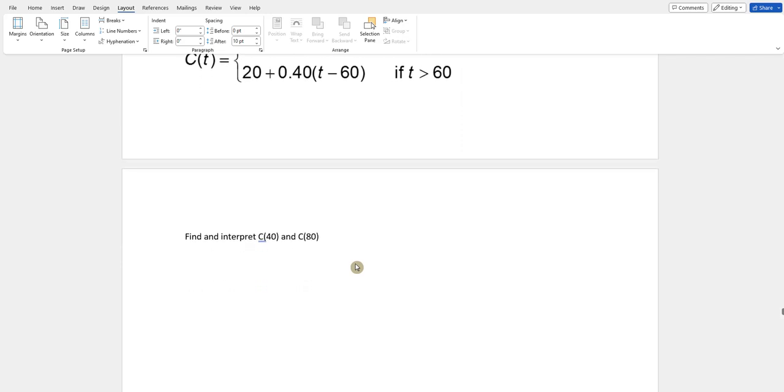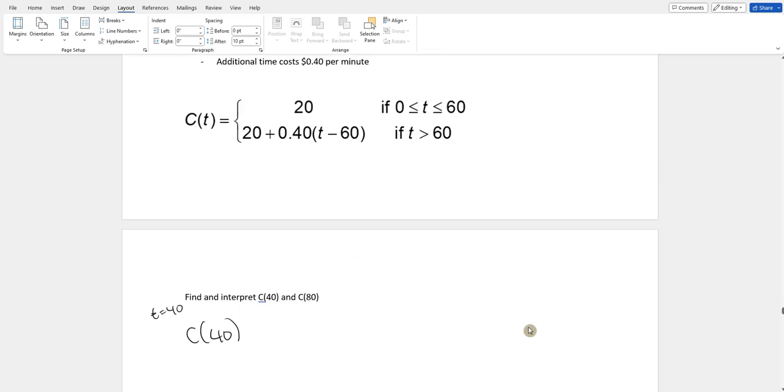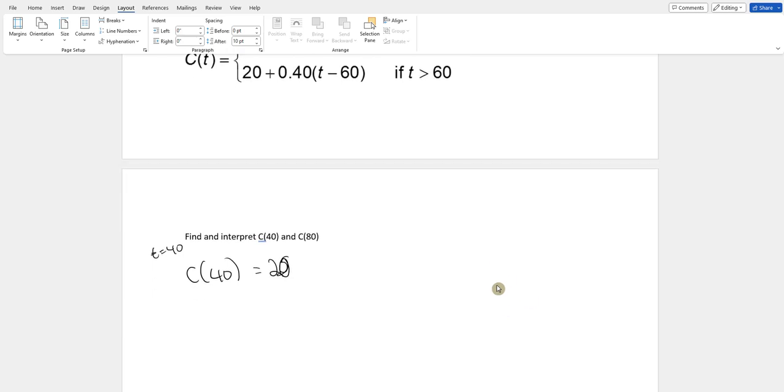C of 40 means that t is equal to 40. We've got to figure out, based off our t, what equation do we use? Since 40 is in between 0 and 60, that means we only have to pay $20 because we're only using 40 minutes. We're not going over 60 minutes. So for 40 minutes of talk time, you pay $20.